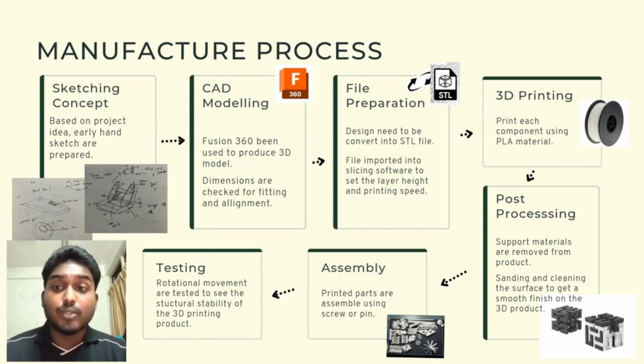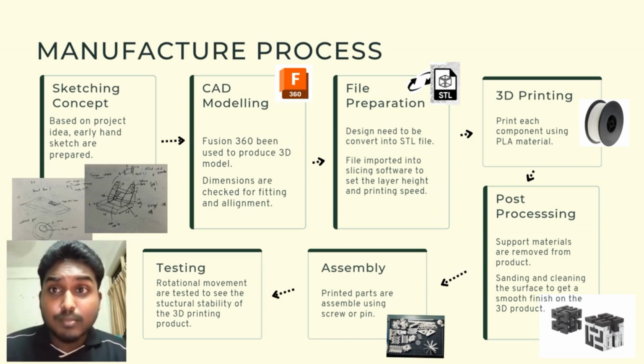That is that we need to do our file in an STL form. Third, we have to do the 3D printing. So 3D printing is printing each component using the PLA material. Post-processing is removing the support and smoothing the surface. That means cleaning the surface to get a smooth finish on our 3D printed product.